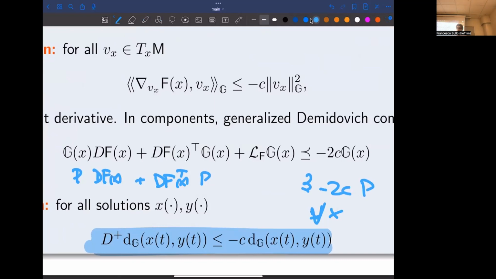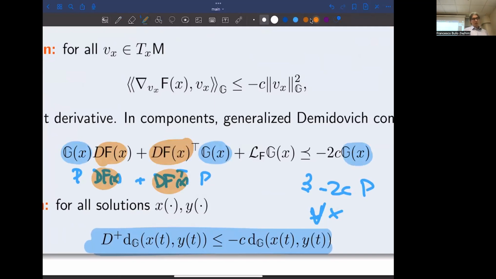And so for the Riemannian manifold case, there is an equivalent condition where instead of P, you write the matrix that represents the Riemannian metric. And so it's really right in the same places as P. And then you write the Jacobian, just like you did before. So this is all identical.